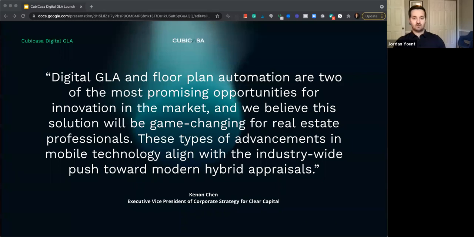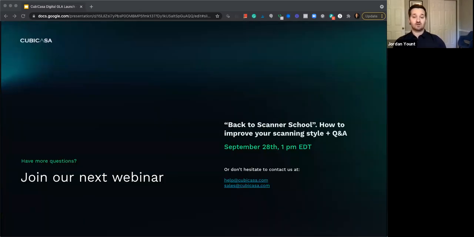And so this was a very nice quote from Keenan Chen over at Clear Capital, that digital GLA and floor plan automation are two of the more promising opportunities for innovation in this market. We certainly see a huge opportunity to disrupt and add a piece to this world that hasn't really been done yet. And we realize we're not the only ones trying to make this change, but we are really trying to be the de facto way that people are using technology to calculate GLA and make the appraisal process faster, easier, more standardized, and takes a lot of the guesswork out of it, as well as reduce training.